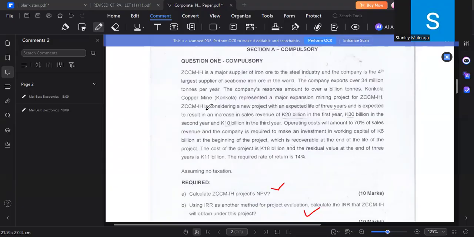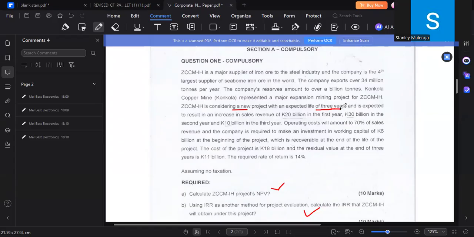ZCCM is considering a new project with an expected life of 3 years. So our n is equal to 3 years. And it is expected to result in sales revenue of 20 million. Sales is 20 million in year one.